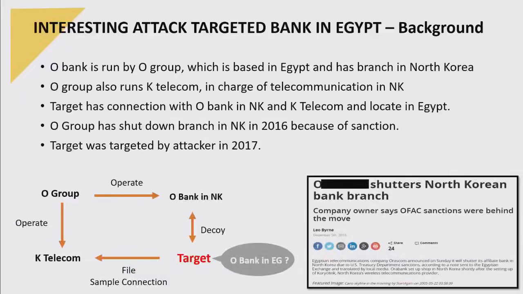We first discovered this attack last year, and we believe that this attack was conducted in 2017. So we drew a graph here to show the relationship between the O Group, O Bank, and the K Telecom. During the analysis, we had a hypothesis that the target should be the O Bank in Egypt.